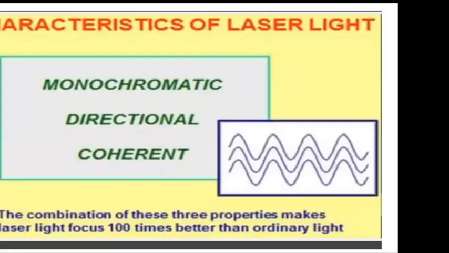So this is just to emphasize the characteristics of the laser. As we said, it's monochromatic, directional, coherent, and these properties we've just discussed make laser light focus 100 times better than the ordinary light. That's why it's high precision, and it's also used for high precision surgery.